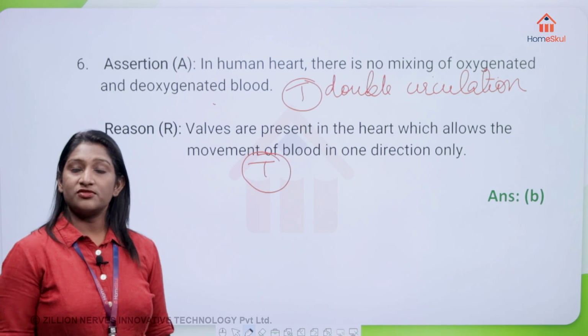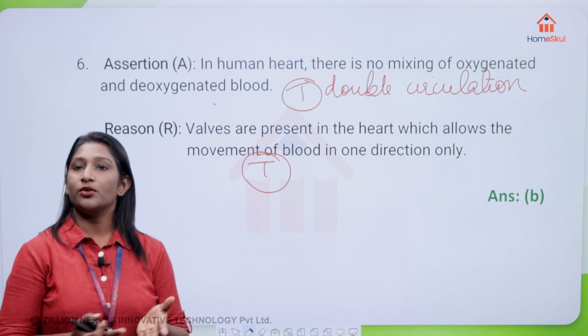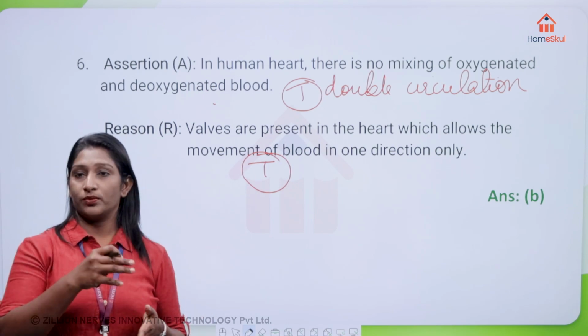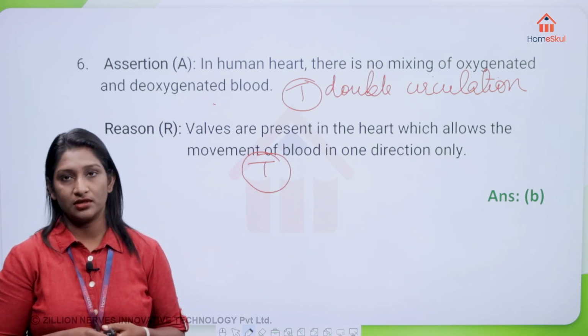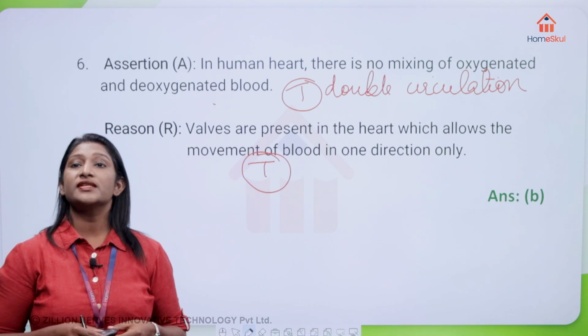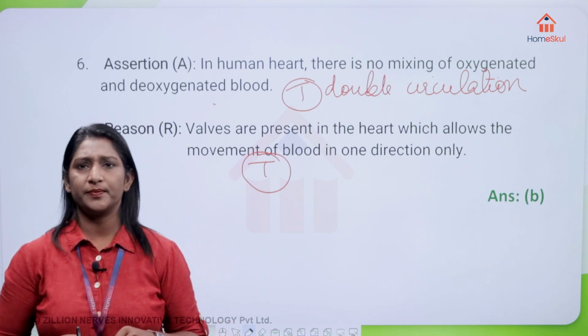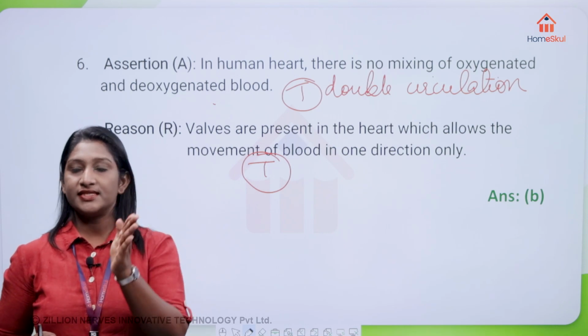Okay, because valves are present, which allow the movement of the blood only in one direction, that we know. That is why it prevents the backflow. Isn't it? That old thing we have learned. And in a human heart, there is no mixing of oxygenated and deoxygenated blood. Why? Because it is separated by a septum.